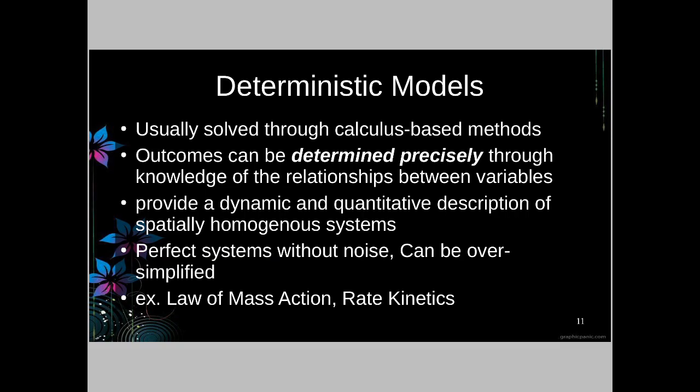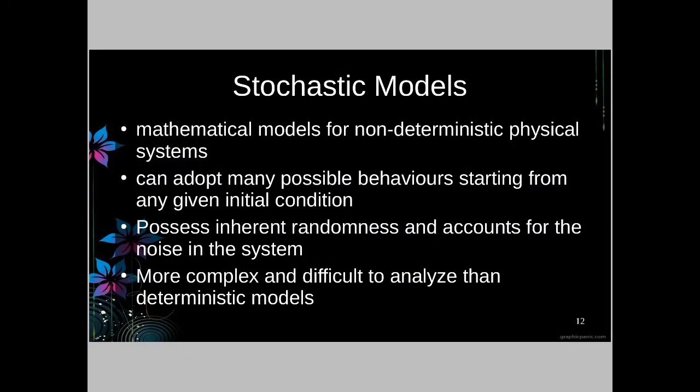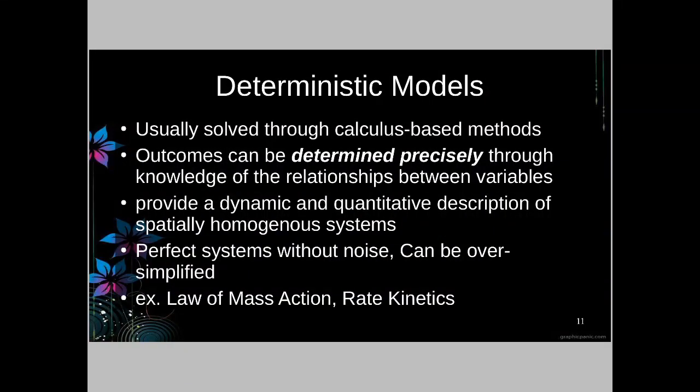So we have the deterministic models and we have the stochastic models. So what are the two? Deterministic models are usually solved through calculus-based methods. The outcomes are precisely determined through knowledge of the relationships between variables. So when you do the solutions, you always end up with a small range of solution. There's always this one correct answer. So you provide a dynamic and quantitative description of a spatially homogeneous system.